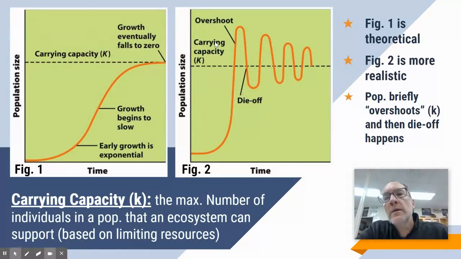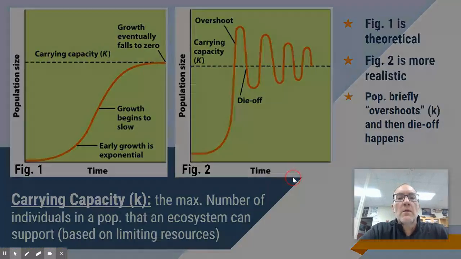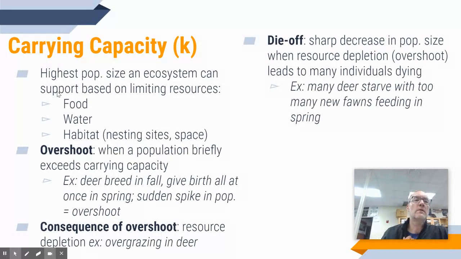In actuality, most populations do this. They expand, they overshoot their carrying capacity. There's a rapid die-off. And eventually, the population will begin to stabilize as it gets at a number that is realistic for that carrying capacity. All right, so again, highest population an ecosystem can support based on those limiting resources: food, water, habitat.